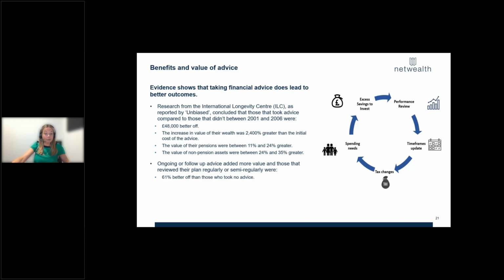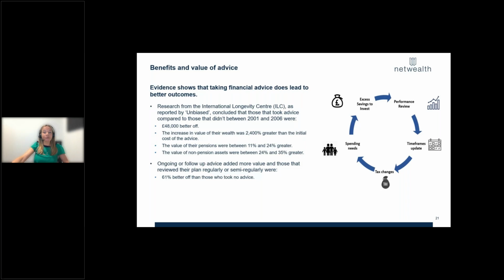Ongoing advice and follow-up advice added even more value on top of this. And the analysis showed that those who reviewed their plans regularly or semi-regularly were 61% better off than those who took no advice at all. So we can see here that there is a benefit to taking advice, and it's really more about ensuring that we're getting value for this advice and we're not overpaying.